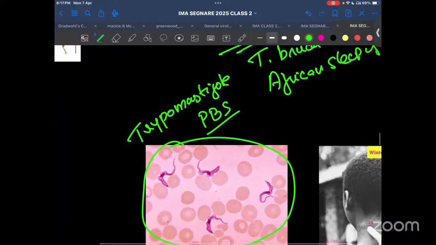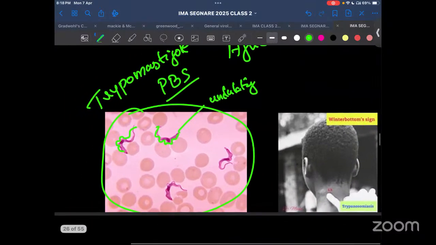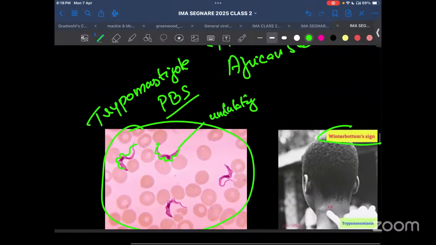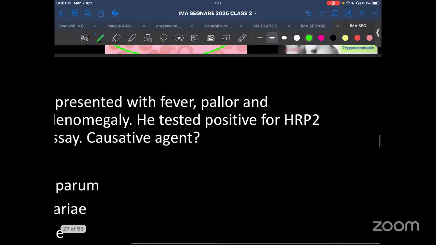How do we identify this? You see one flagellum goes undulating. This is actually the undulating membrane, so with that we can identify this organism easily. Now this is actually Winterbottom sign. Winterbottom sign is seen in African sleeping sickness, along with posterior cervical lymphadenopathy. So that is Winterbottom sign. Now we move on to our next topic.